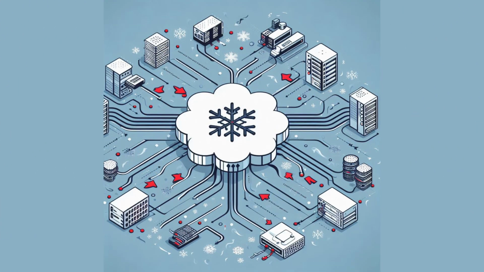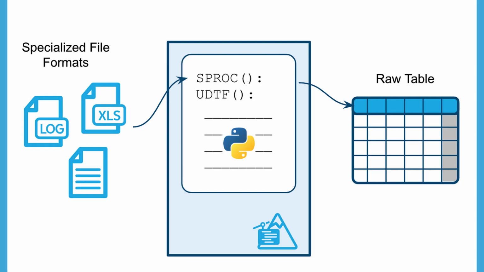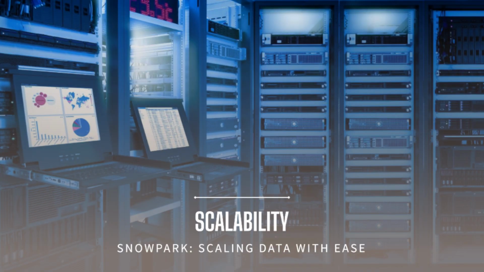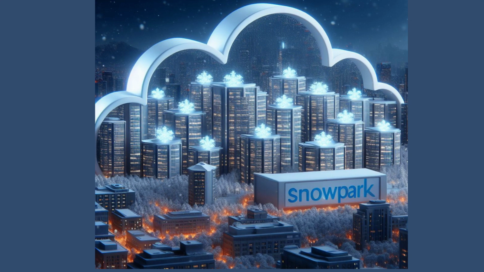Snowpark also reduces data movement. By running Python code directly in Snowflake, you reduce the need to move data between different systems for analysis. This not only saves time but also ensures data security and governance. Last but not least, scalability. Snowpark leverages Snowflake's scalability, allowing you to process large volumes of data efficiently. Whether you're working with terabytes or petabytes of data, Snowpark can handle the load.